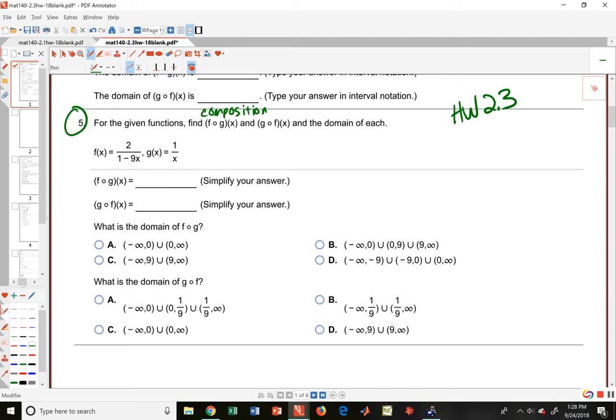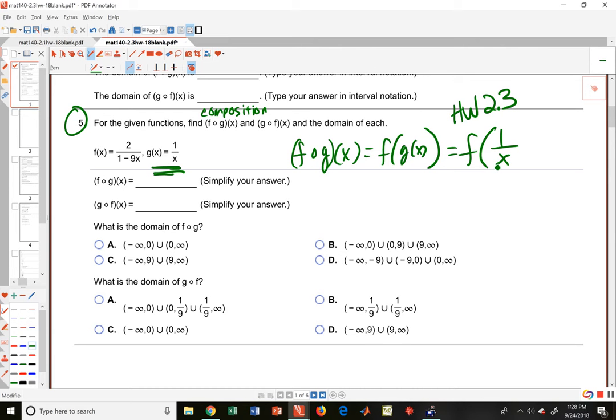So let's start off here with what is F composed with G of X. Well, what I mean by that is F of G of X. That G is going to get plugged into F. The order of the FOG is important. So G is the function over here. It's the reciprocal function, 1 over X. So 1 over X is going to get plugged into F. Now, F is a little more complicated. It is 2 over 1 minus 9 times the whatever, and in this case, it's 1 over X.